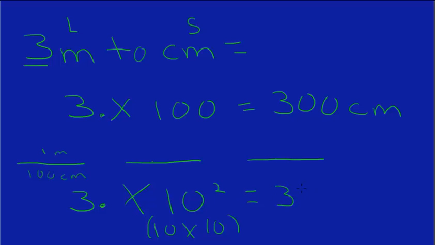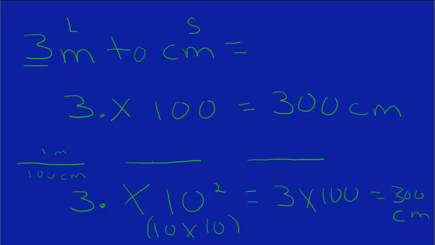So I'm multiplying 3 times 100. And again, it still equals 300 centimeters. So all you did is add in an extra conversion when you did it with exponents. But hopefully you're all getting pretty good at figuring out the exponents, and it just adds another little something to your conversions.